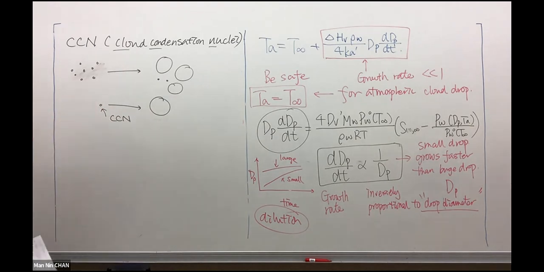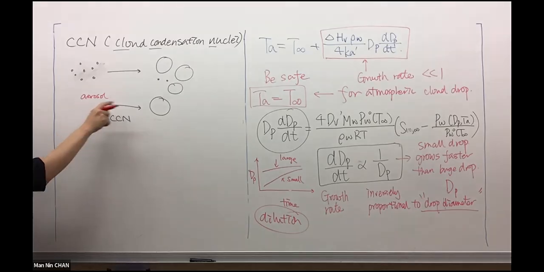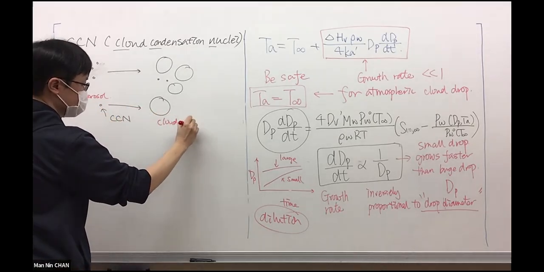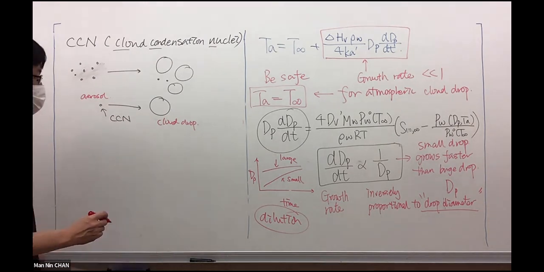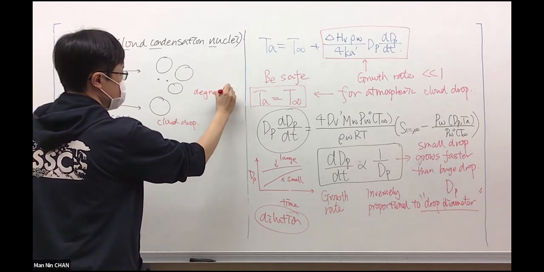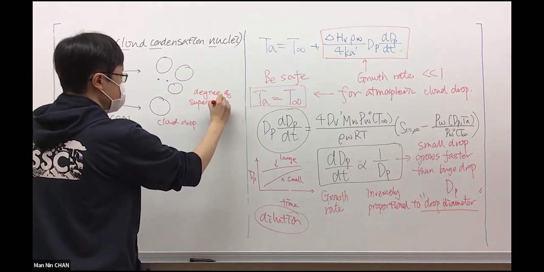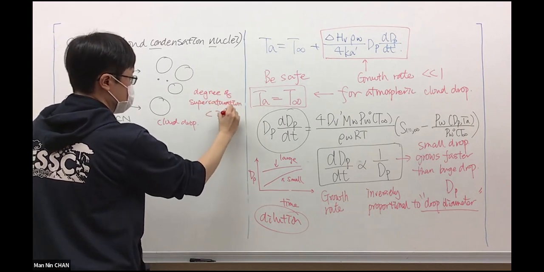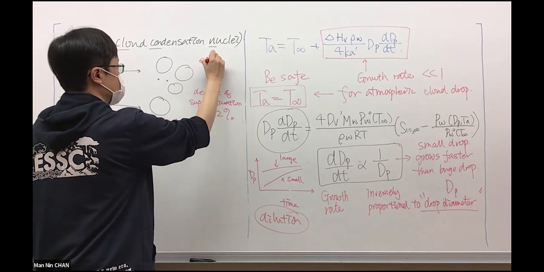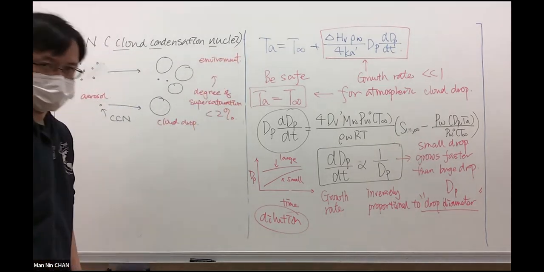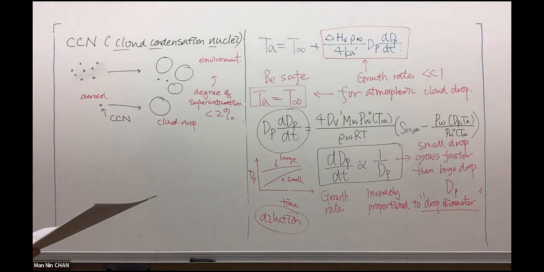So this is what we define: CCN means the aerosol that can activate and form the cloud drop under specific conditions. And like I mentioned, under typical ambient conditions, the degree of supersaturation in the atmosphere is typically less than 2%.